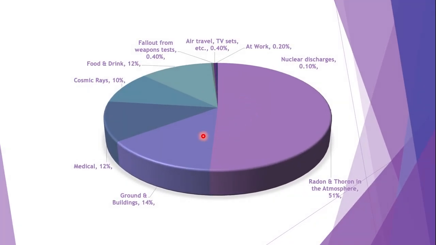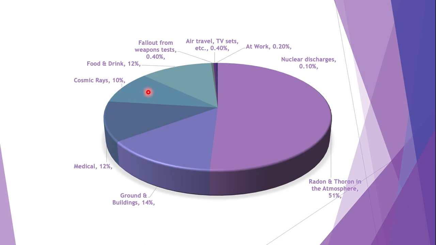Here we have the percentages, a pie chart for these. About half of this background radiation is because of the radon and thoron in the atmosphere. This is 51%. So the atmosphere is the main source of radioactive substances. Then we have the ground and the buildings, which make up 14% of the background radiation. Then we have medical, which is 12%.